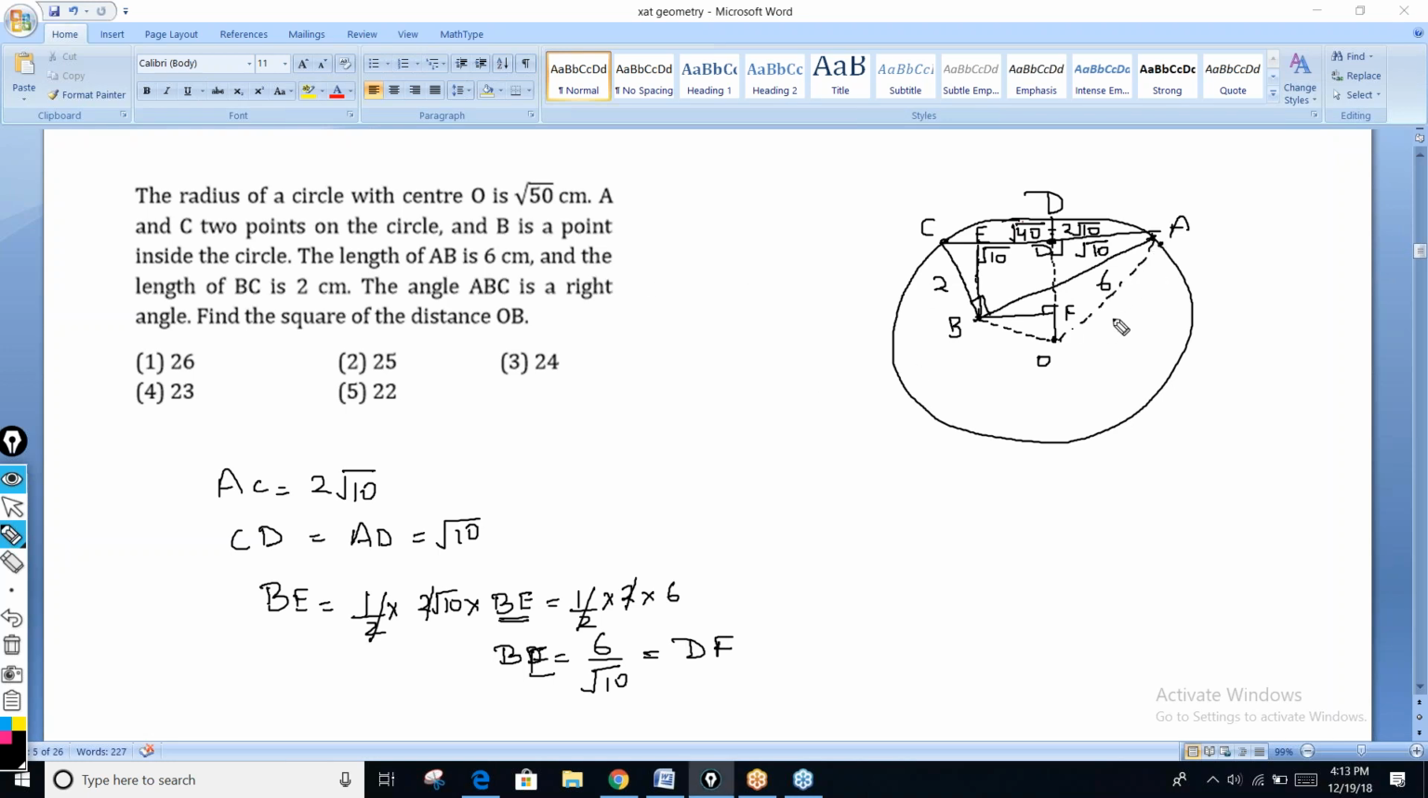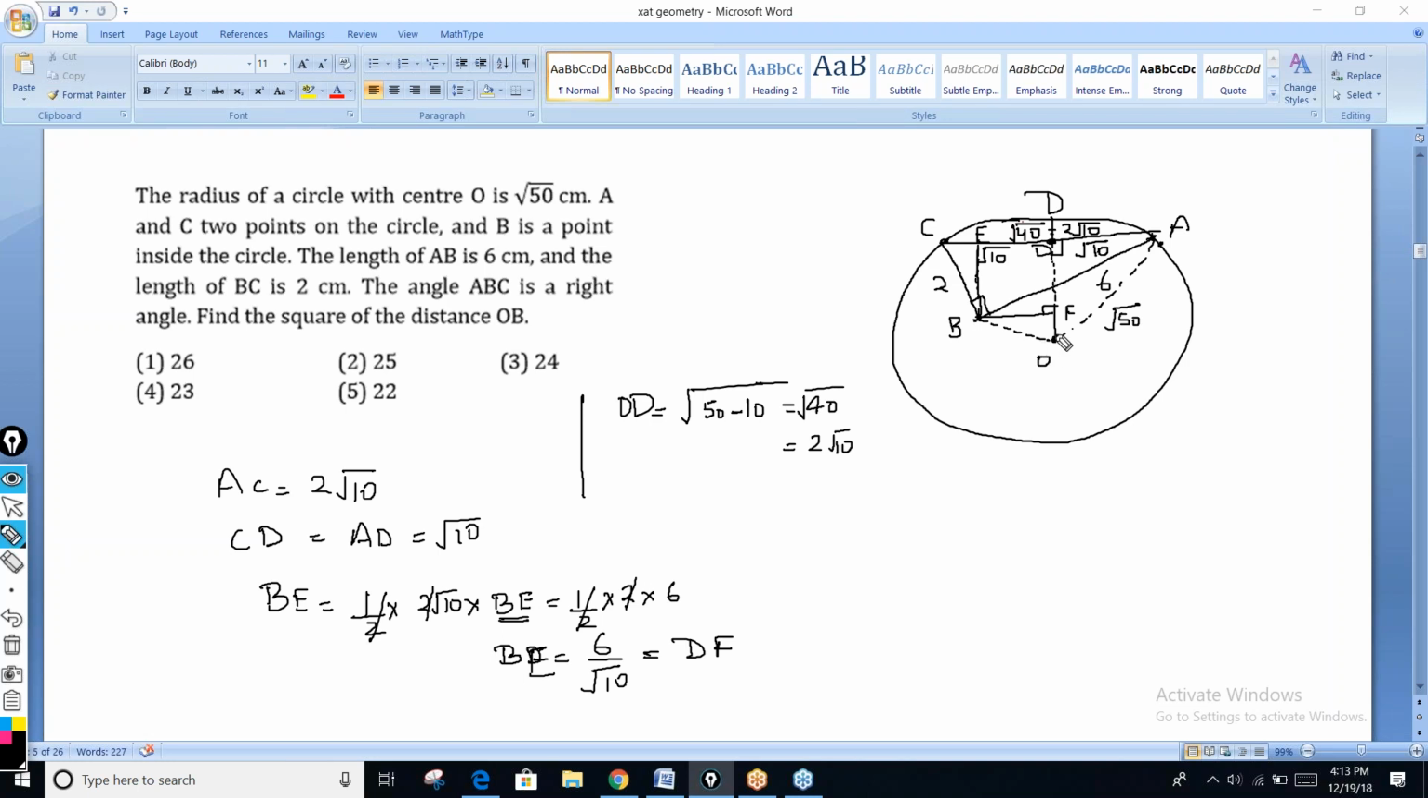The radius is given, root 50. If radius OA is given root 50, and AD is root 10, so what is the length of OD? OD is nothing, it is this square minus this square. So 50 minus 10, it is root 40, which also comes out to be 2 root 10. OD is 2 root 10.